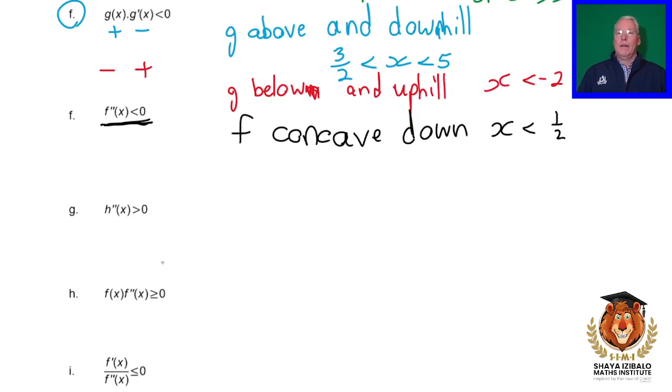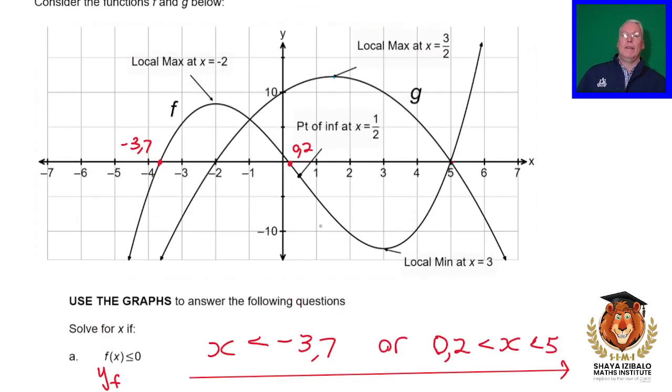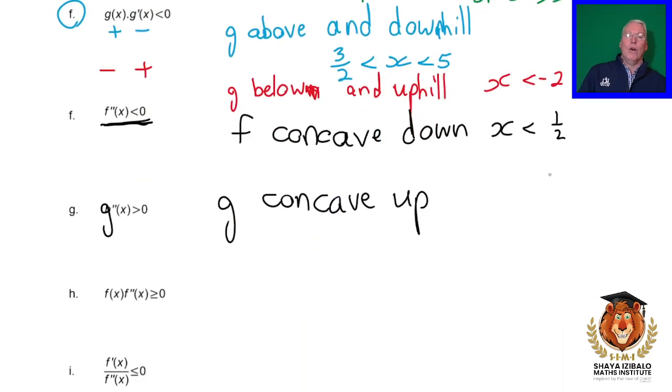All right. This is h double dashed. We don't have an h, that's rubbish. That should be g double dashed of x. Where is the second derivative positive? Where is g concave up, like a cup? Let's have a look at the graph of g. G is in fact concave down, always. Okay, so no solutions. There's nowhere where g is concave up.